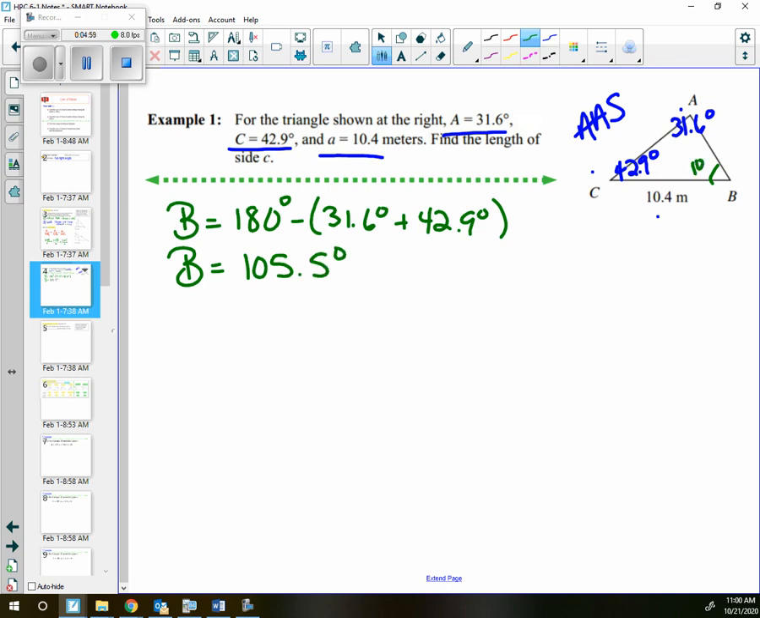Yikes, that certainly doesn't look like that, but that's okay. We just need a triangle to be able to label. But that should be an obtuse angle. It's definitely going to be bigger than 90. All right, so now we have all the angles in that triangle. What else do we have left to find?